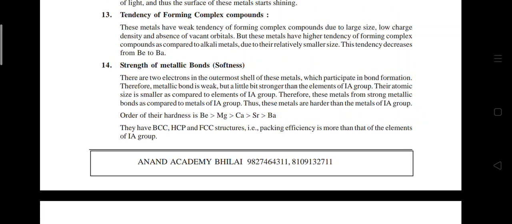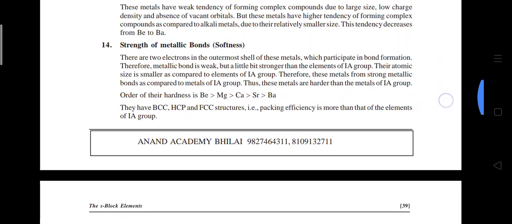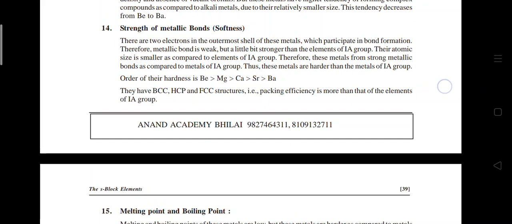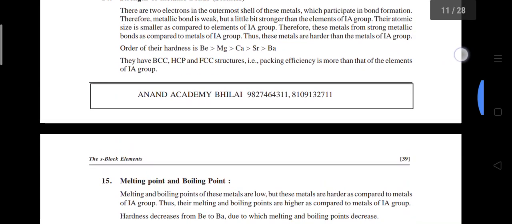14th, strength of metallic bonds. There are two electrons in the outermost shell of these metals which participate in bond formation. Therefore, metallic bond is weak but a little bit stronger than the elements of group 1. Their atomic size is smaller as compared to elements of group 1. Therefore, these metals form strong metallic bonds as compared to metals of group 1.